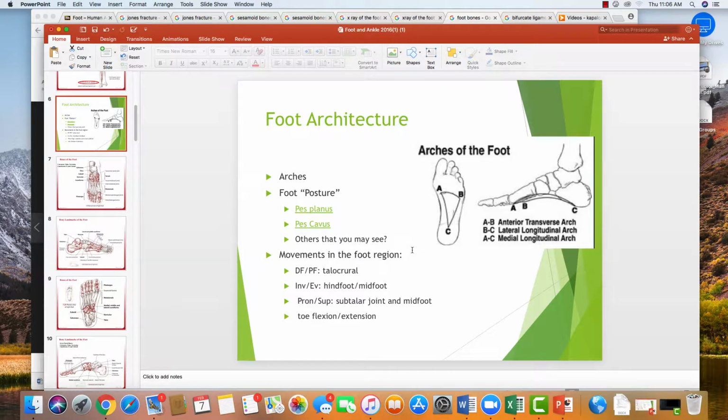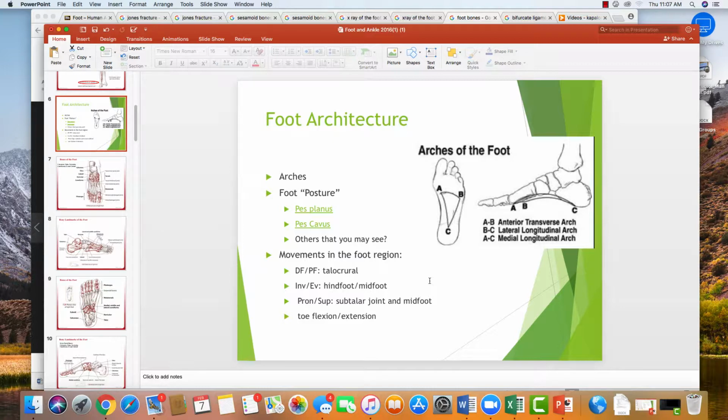And just as review, the foot and ankle, we'll call it, has different movements. The talocrural joint, which is the articulation of the tibia, fibula, and talus, is responsible for dorsiflexion and plantar flexion. That's our traditional ankle joint. We also have the subtalar joint, which is the articulation of the talus and calcaneus, so sub, below the talus, talus and calcaneus. And that is responsible for the inversion eversion.